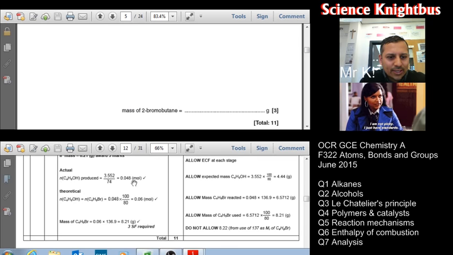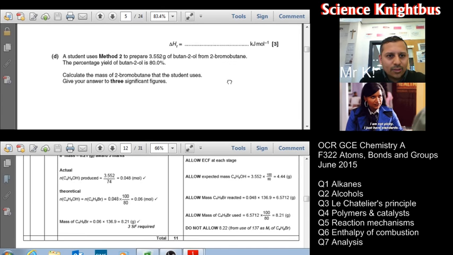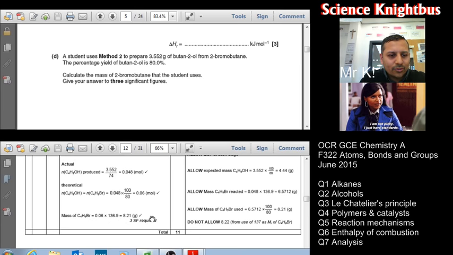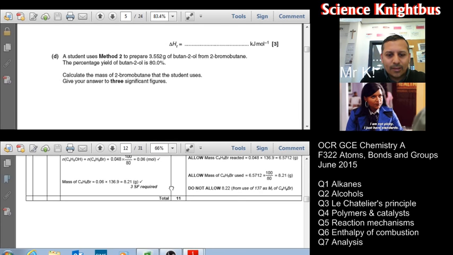Your actual is there, and then your theoretical is there, and then work out what your actual is compared to your theoretical. The percentage yield would be actual divided by theoretical multiplied by 100. So then refer that back to the information they've given, which is 80. Rearrange that, and you should then be able to work out the number of moles that you actually got, and then work out your overall mass after that.